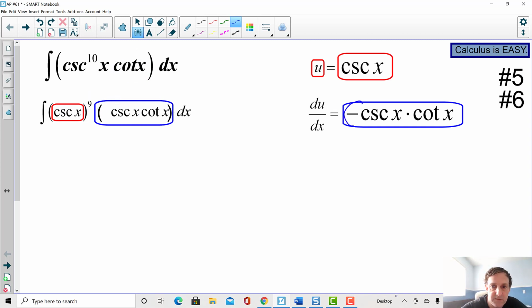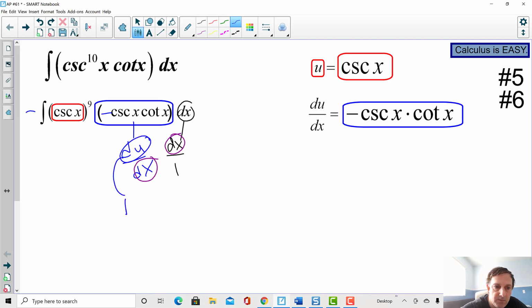The problem is we're still missing a negative. So we're going to have to put -1 times -1. I can put a negative inside here, and then I'll put a -1 on the outside. And now this part is going to be du dx. It's right next to a dx, so our dx's will cancel, and we'll just be left with a du.